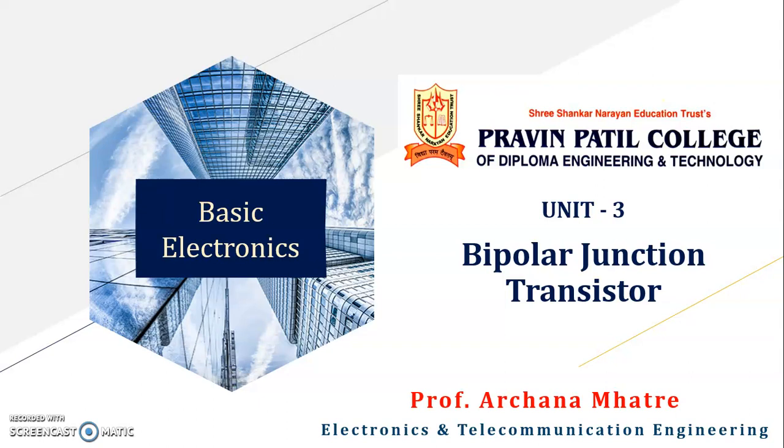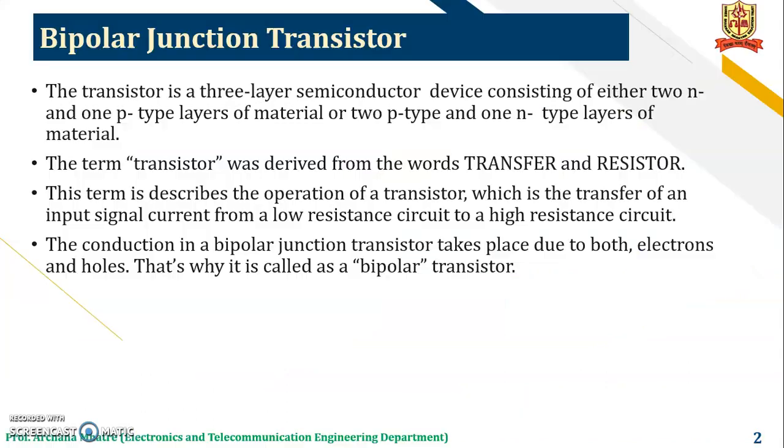In this video, we are going to start with the third unit of Basic Electronics. Unit number 3 is Bipolar Junction Transistor. So in this, first we will see what is a transistor.